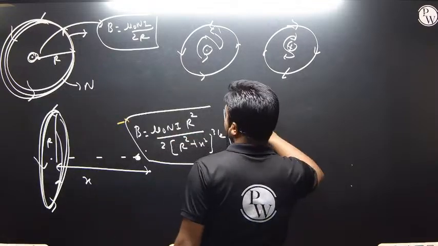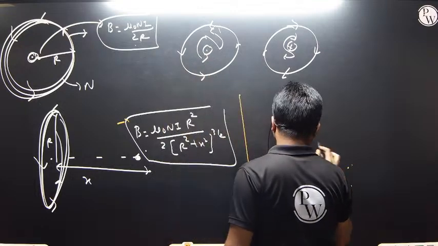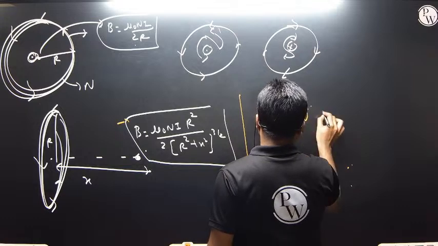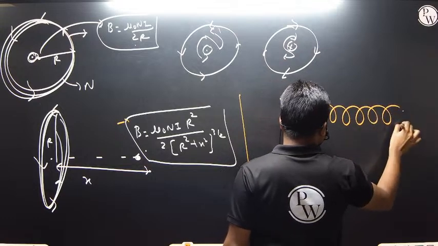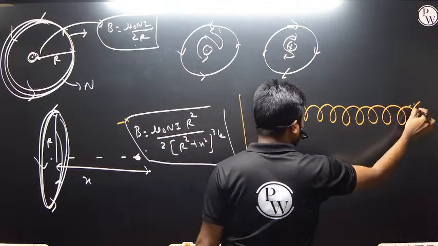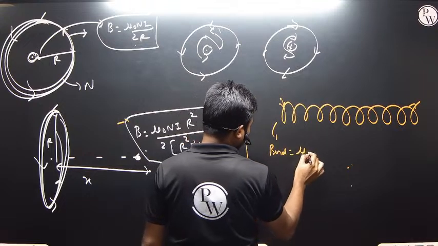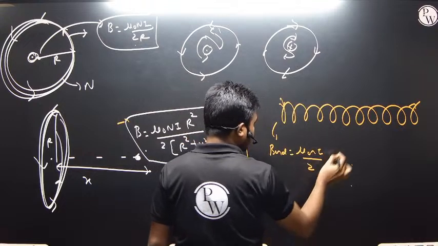Suppose they're asking for the magnetic field because of the solenoid. If you have a solenoid like this, remember that exactly at the end of the solenoid, whatever the current is flowing, the magnetic field at the end of the solenoid is mu naught nI divided by 2.